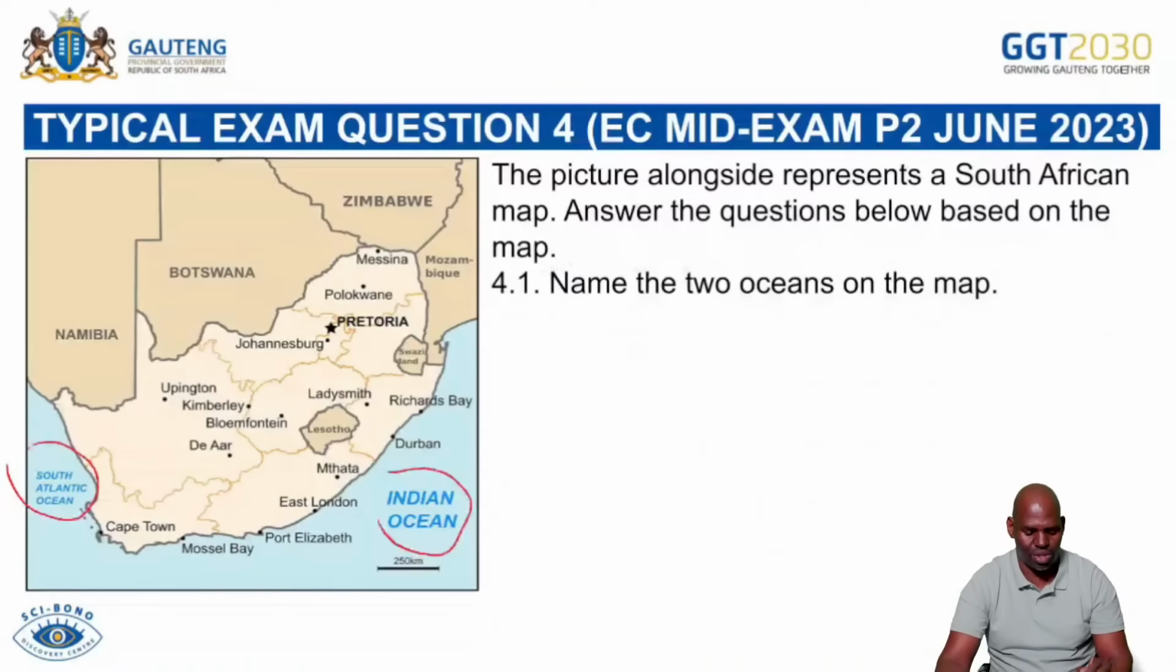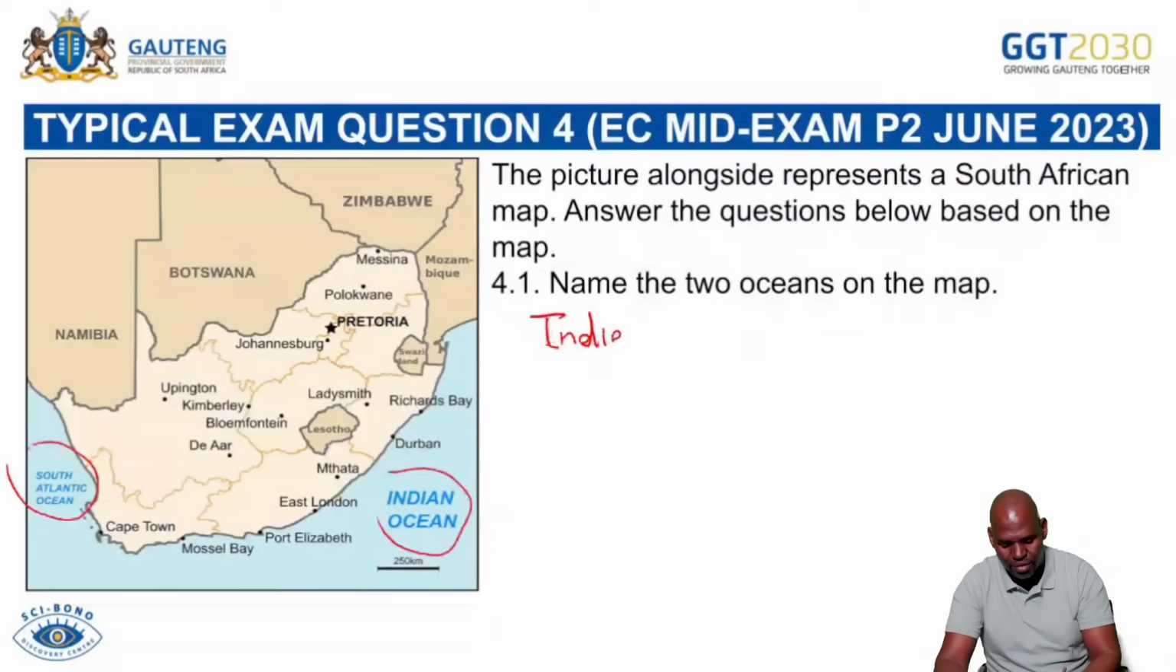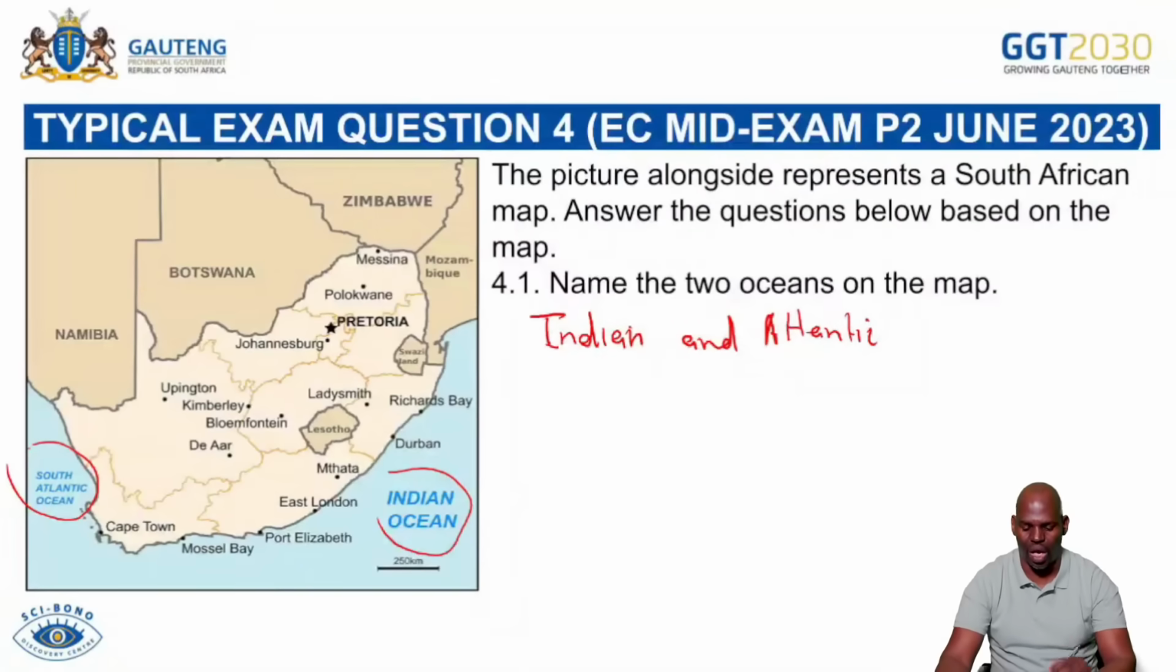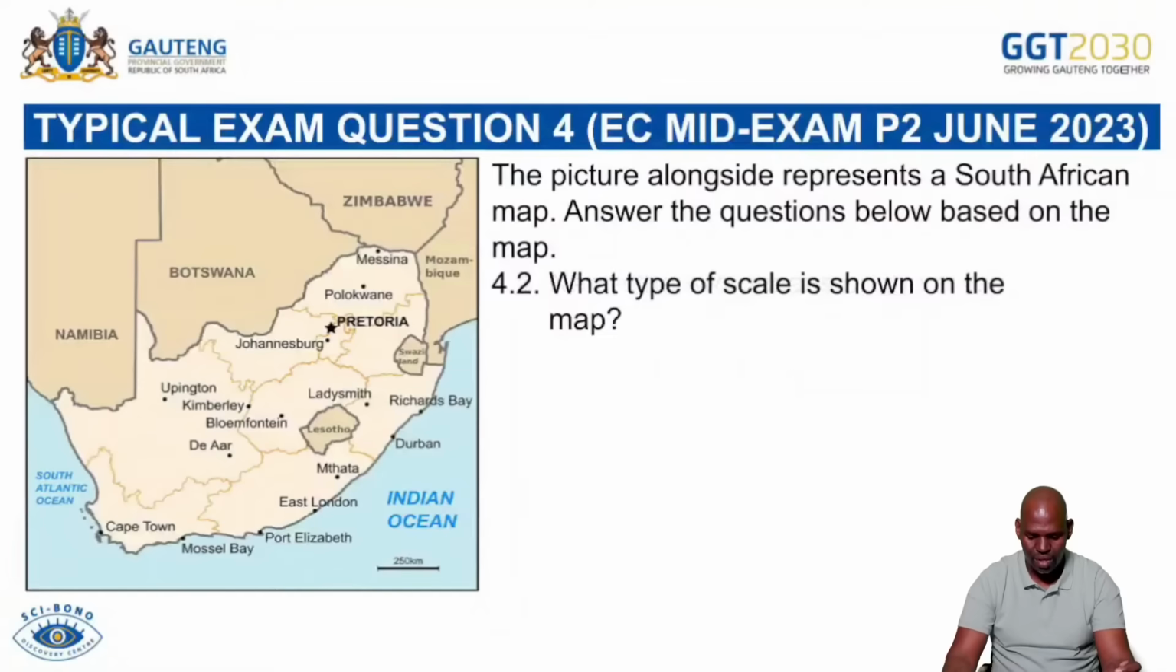We've got Indian Ocean and also Atlantic Ocean. So it's Indian Ocean, okay, and Atlantic Ocean. So Indian Ocean and also Atlantic Ocean. So name the 2 oceans on the map. There we have indicated the names of the 2 oceans.